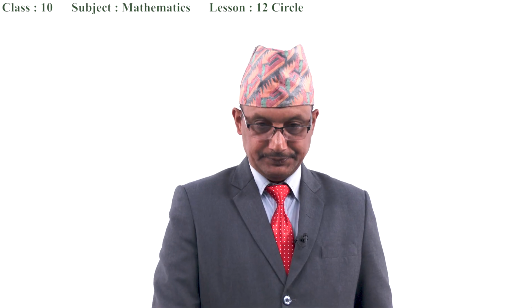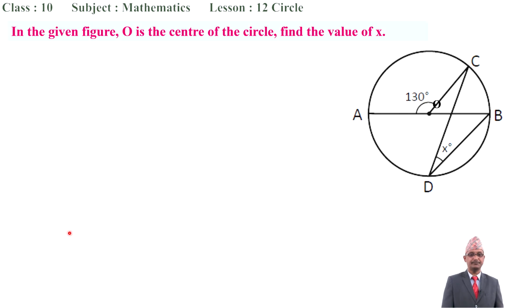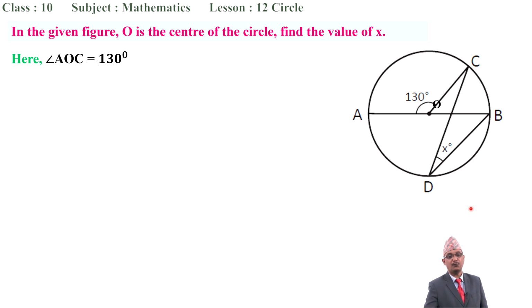Okay. Now, can we move to another question? This question. In this figure also, O is the center of the circle. Then in this figure also, AB is the diameter. We are given the value of angle AOC, which is 130 degree. And we have to find the value of x. So we are given angle AOC 130 degree, and we have to find the value of x.